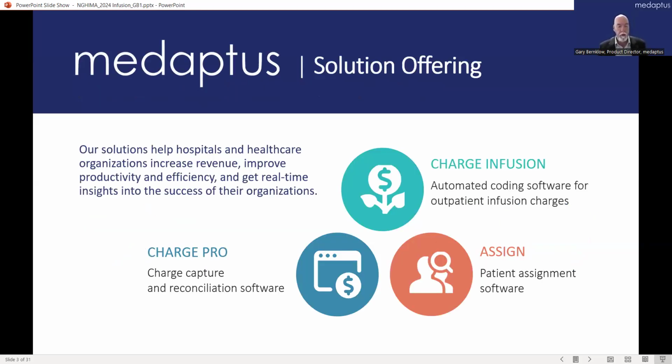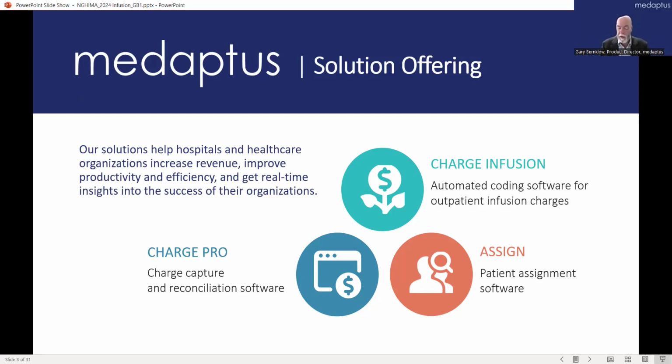We actually have three solution offerings at Medaptus. Our flagship product is called Charge Pro, and it's a charge capture and reconciliation software that's been around for about 25 years now. We have a patient assignment software called Assign for inpatient rounding and hospitalist organizations. And what we're going to be talking a little bit about today, our Charge Infusion application and what that does. And that is an automated coding software for outpatient infusion charges.